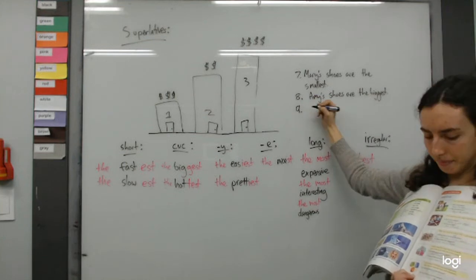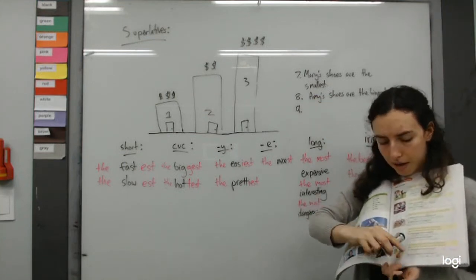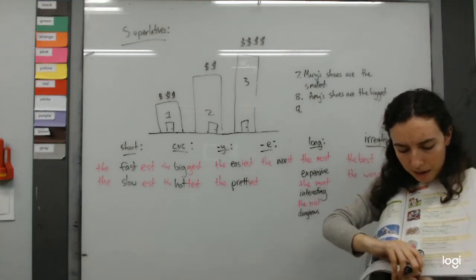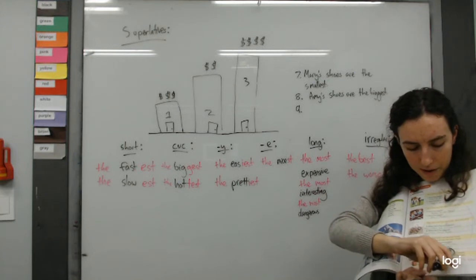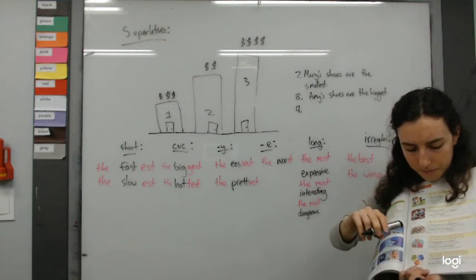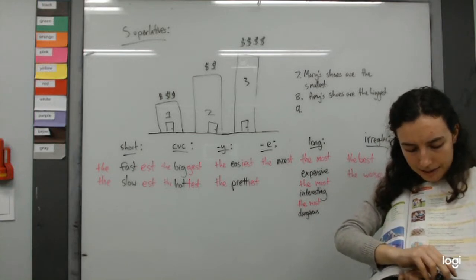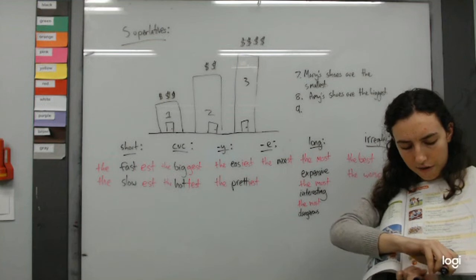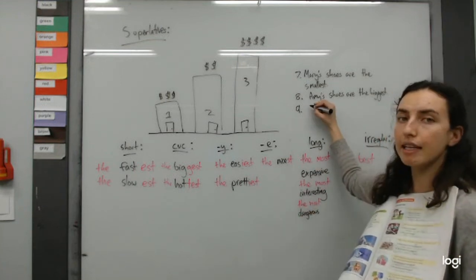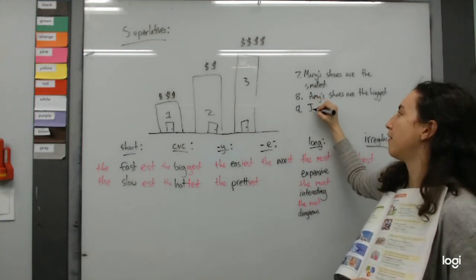Number 9. Let's look at the last picture at the bottom. John's backpack is heavier than Amy's backpack. Mike's backpack is heavier than John's backpack. So question number 9 is, whose backpack is the heaviest? John's is heavier than Amy's, and Mike's is heavier than John's. So John is heavier than Mike's and Amy's, so John's is the heaviest.